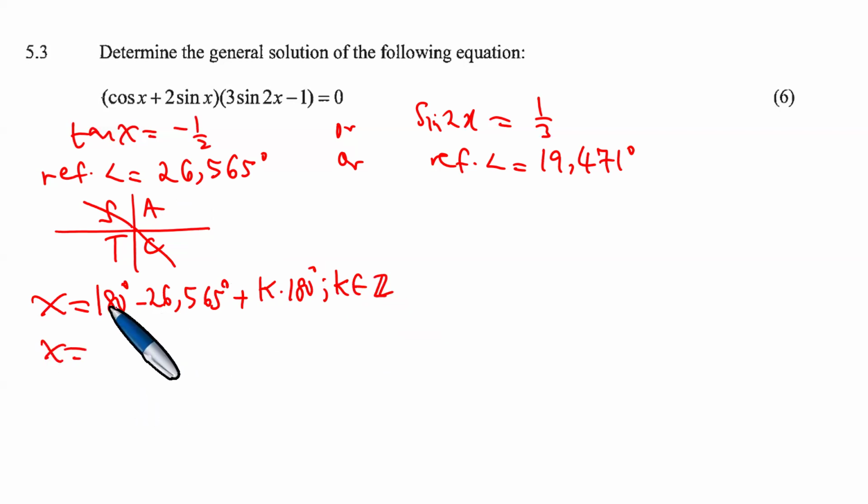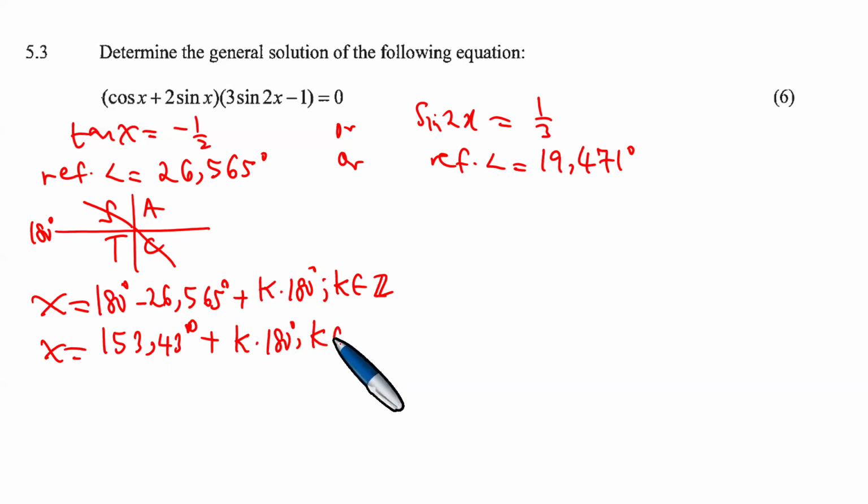Right, so this takes us to the second quadrant because we have 180 degrees here. And if we say 180 degrees minus 26.565, we're able to get the angle that is required in the second quadrant. Meaning, if we do the subtraction here, we get 153.43 degrees plus exactly k times 180 degrees, where k is an element of the set of integers, like so.